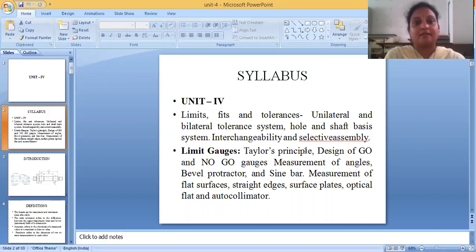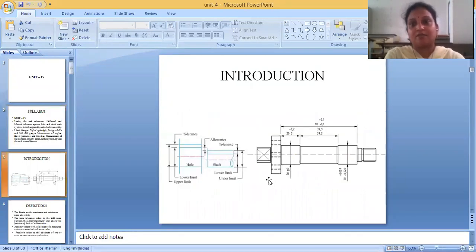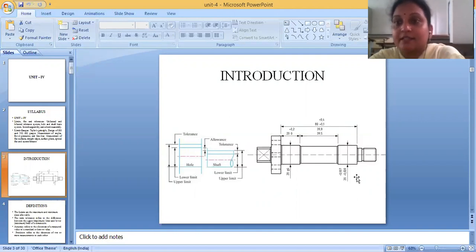Now let us know about limits, fits and tolerances. See here, if you look at this component, it is a cylindrical component where we have made some step turning. You have some chamfers, fillets, and concave and convex surfaces. Here we have a dimension called 80. This is called the basic dimension. Over this basic dimension, you have minus 0.1 and plus 0.4. This is the tolerance.